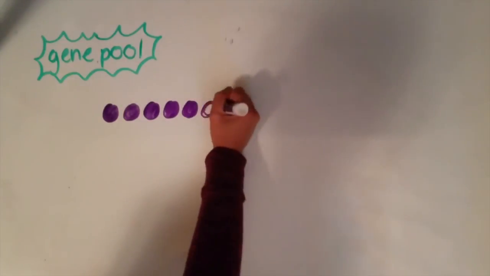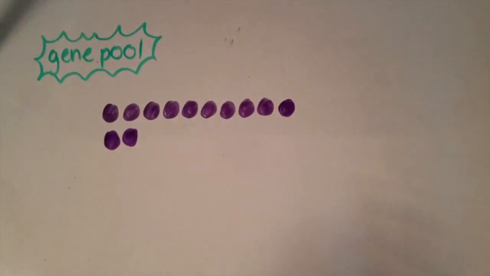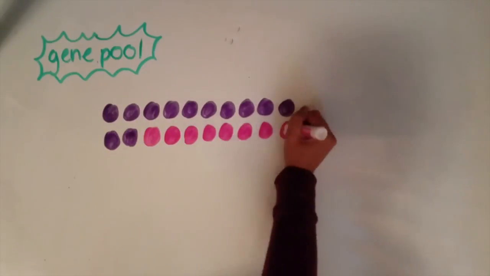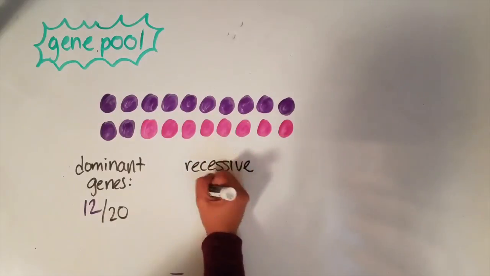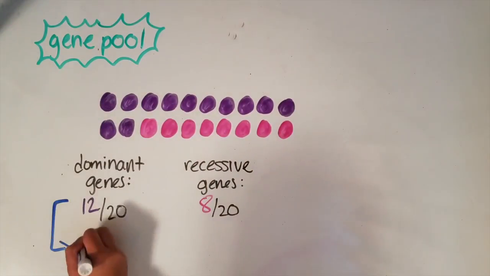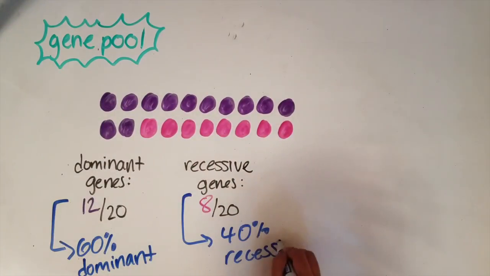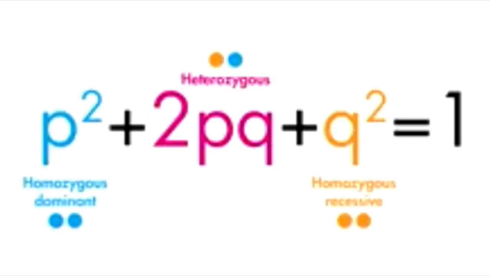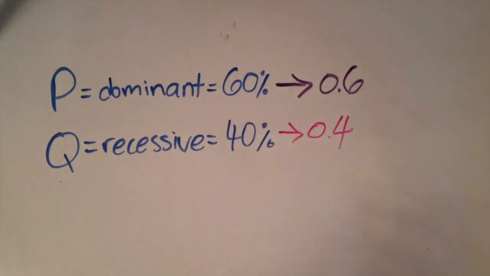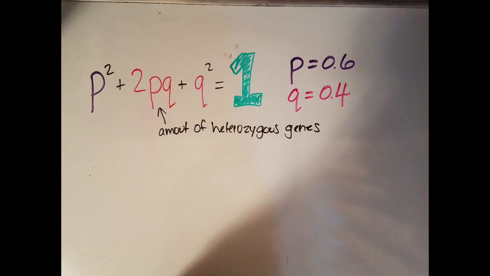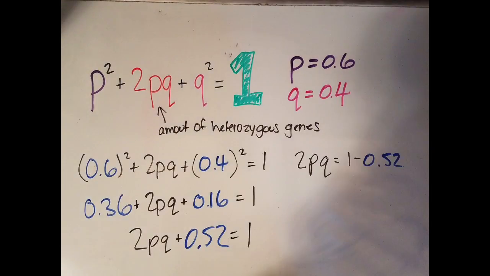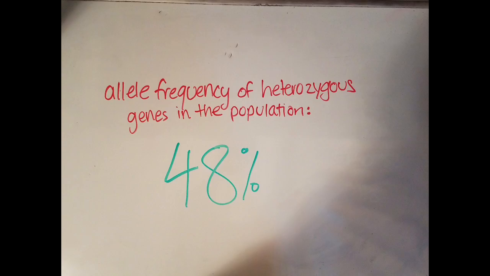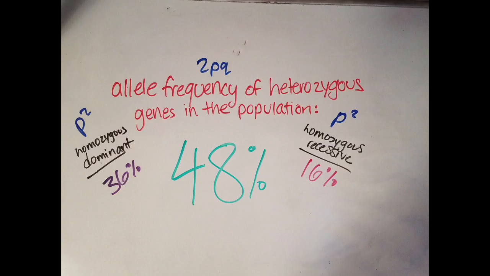In the Hardy Weinberg equation, P squared would be the homozygous dominant, 2pq is the heterozygous, and Q squared is the homozygous recessive. If we plug in 0.6 for P, 0.4 for Q in the equation, we will be able to find out what percent of the population has heterozygous genes. 0.6 squared is 0.36, and 0.4 squared is 0.16. 48% of the population is heterozygous.